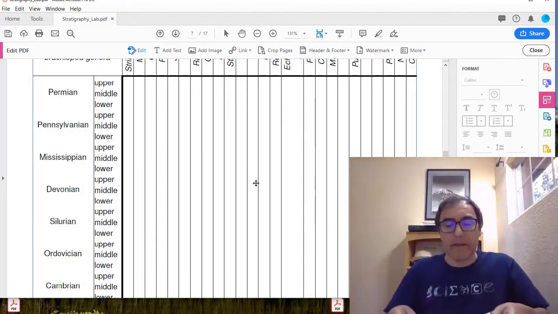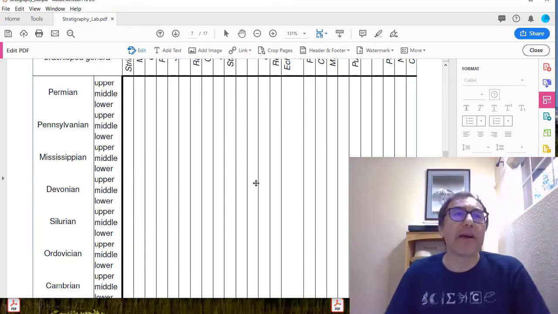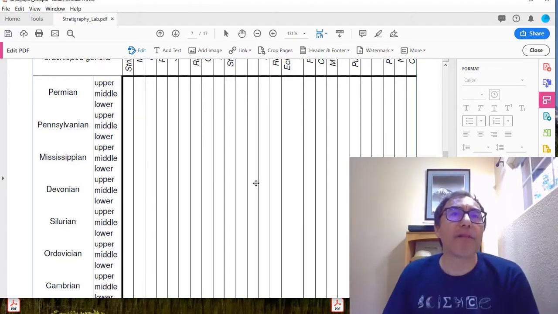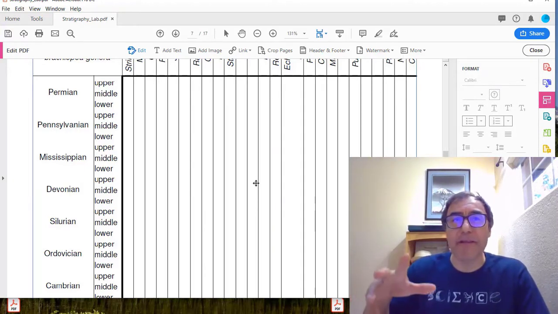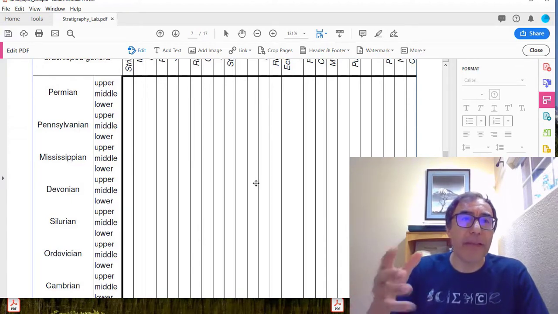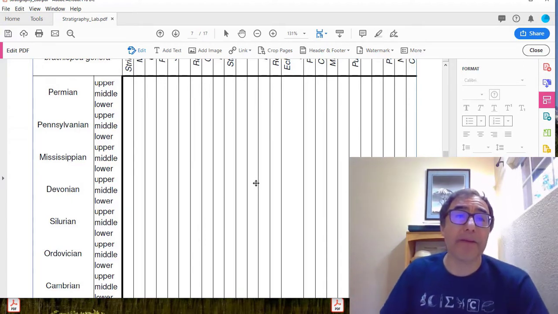Again, it's going to get you more familiar with brachiopods, because once we start looking at fossils in the coming weeks, you'll find that brachiopods are going to be your friends in helping you identify, or at least figure out, the ages of Paleozoic limestones in particular.